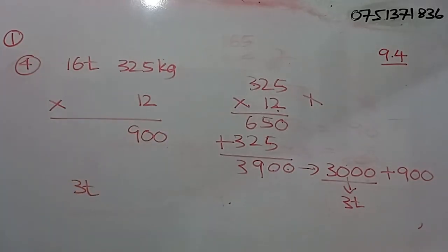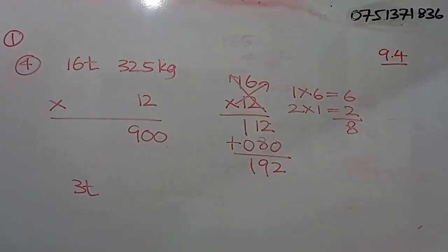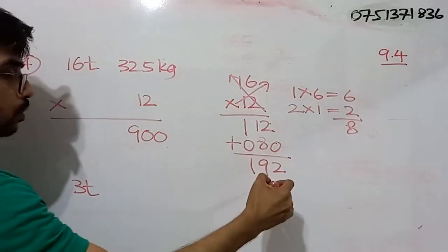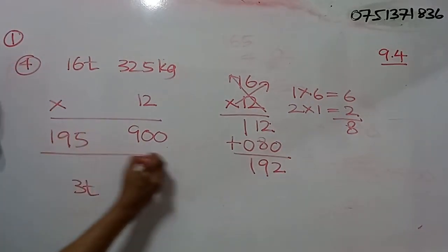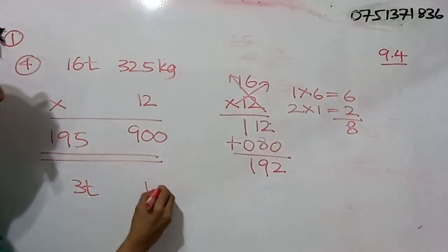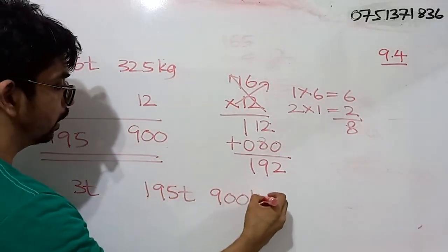Then we need to multiply 16 by 12. Here we get 192. Now these are tons now, so we have to add this 3. So this becomes what? 195. So here the answer is what? 195 tons and 900 kilograms.